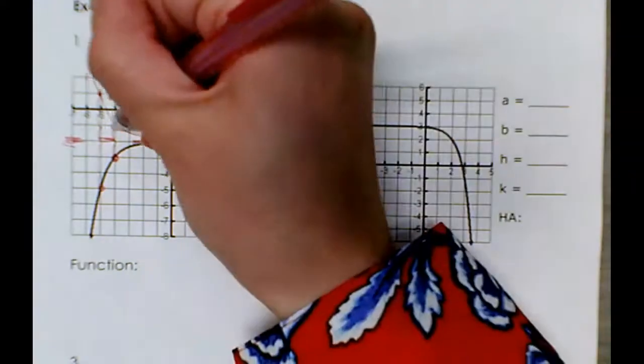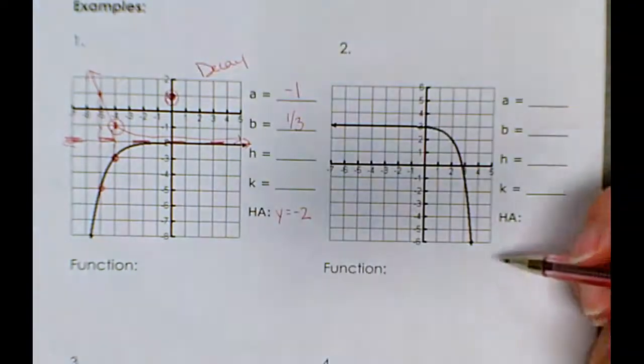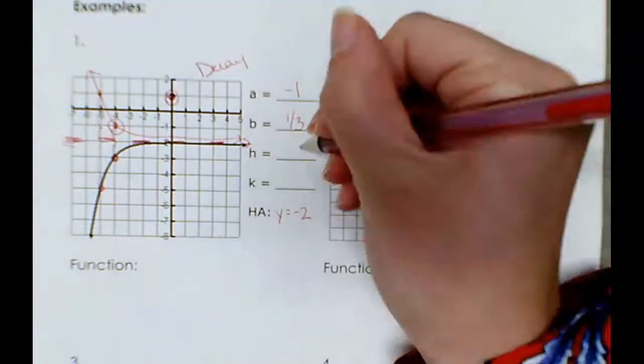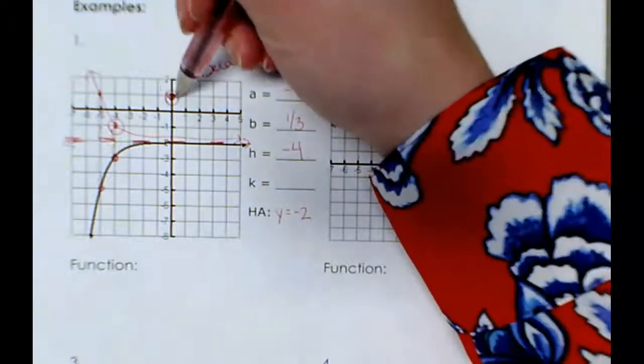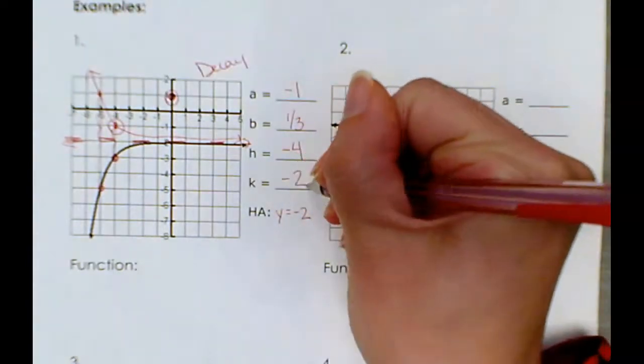And then here is where that initial point moved to, and here's where it was. So it shifted 1, 2, 3, 4 units to the left, an h value of -4. And it shifted down 1, 2 units, so a k value of -2.